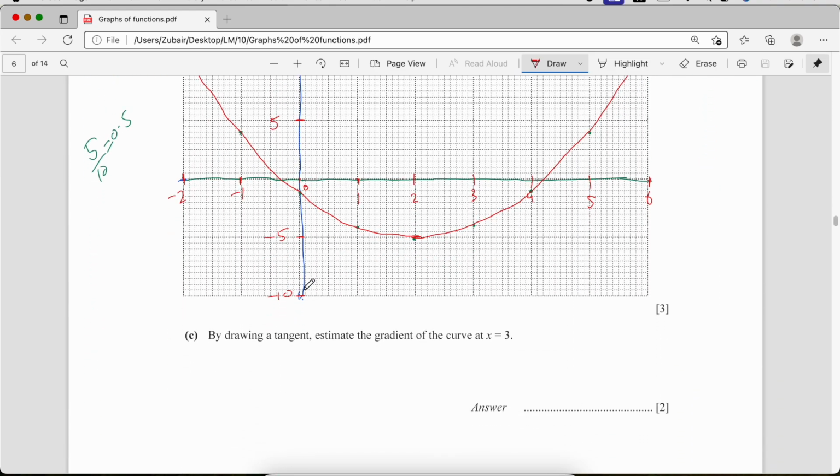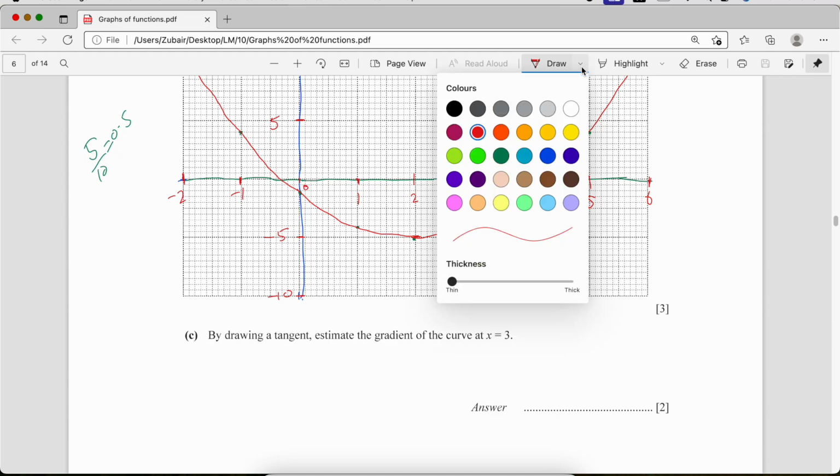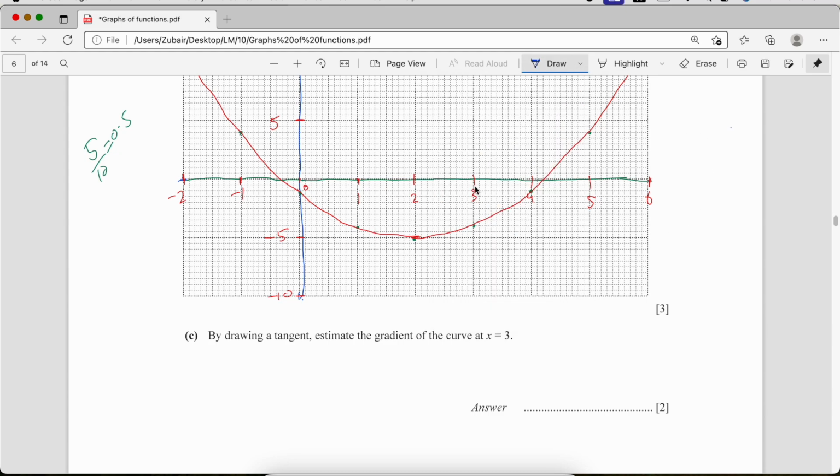Now a few parts. The examiner wants to know: by drawing a tangent, estimate the gradient of the curve at x equals 3. Now this is x equals 3. This is that point on the curve where x is equal to 3.